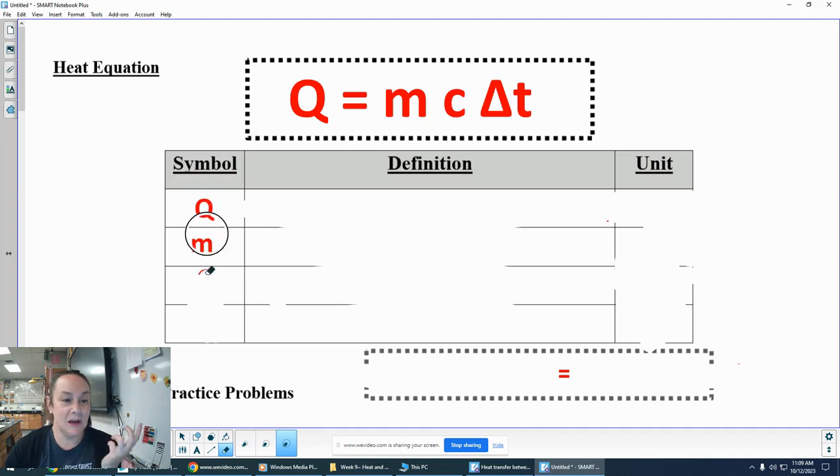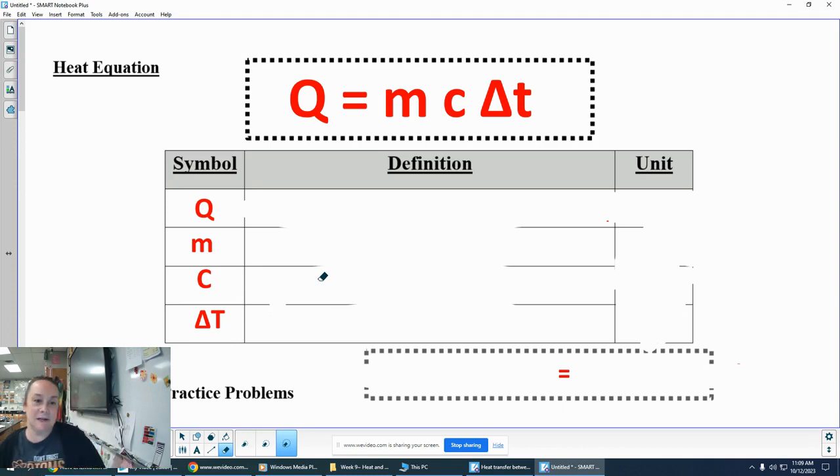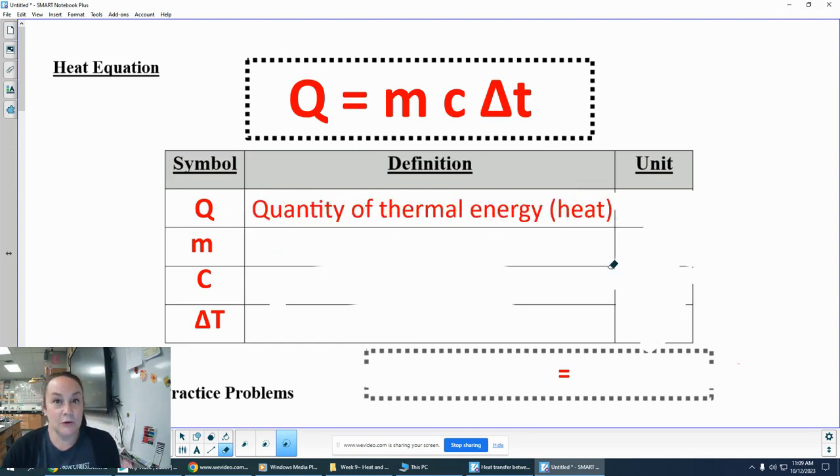And so let's break down these definitions here. What is Q? What is M? What is C? What is delta T? You probably can identify two of these very quickly. One you know for sure, and then the other one we talked about in the second set of notes for this unit. All right, so Q is quantity of thermal energy, or the amount of energy that can be transferred, so heat.